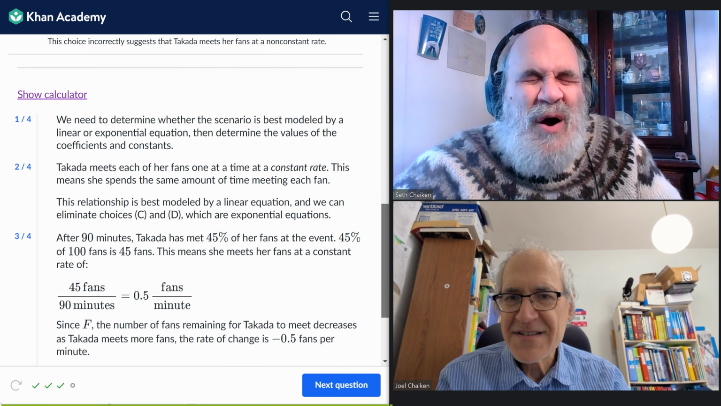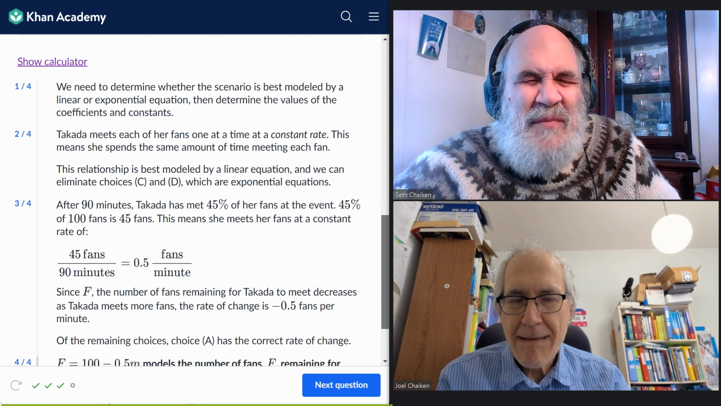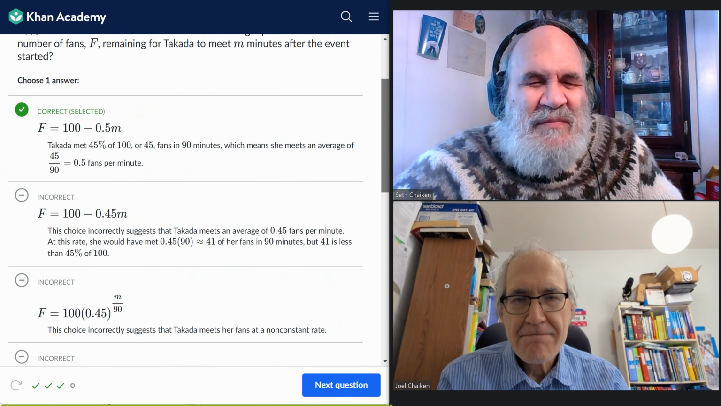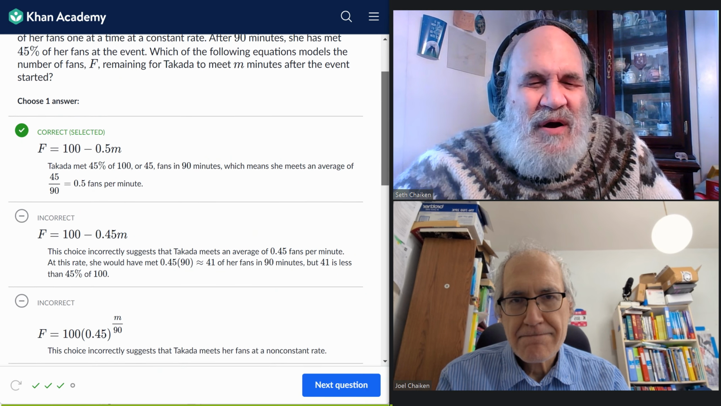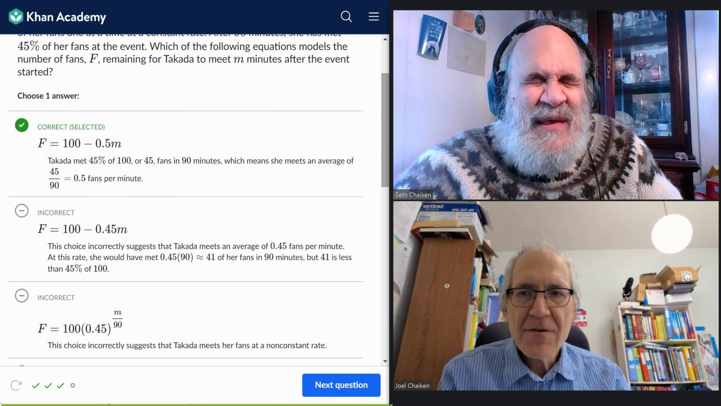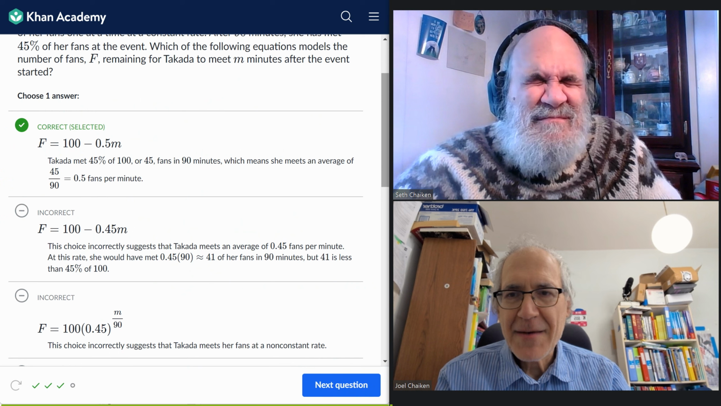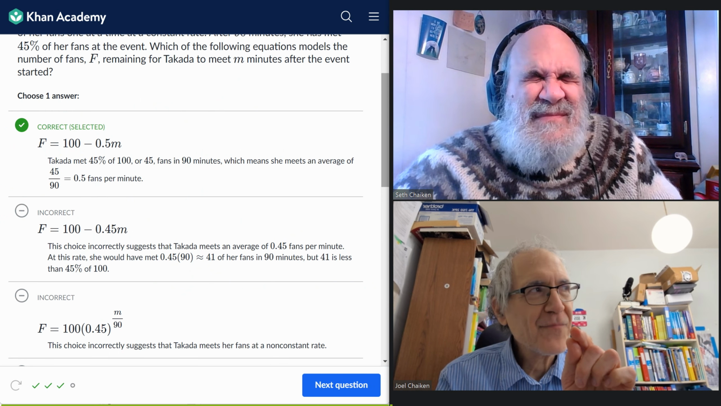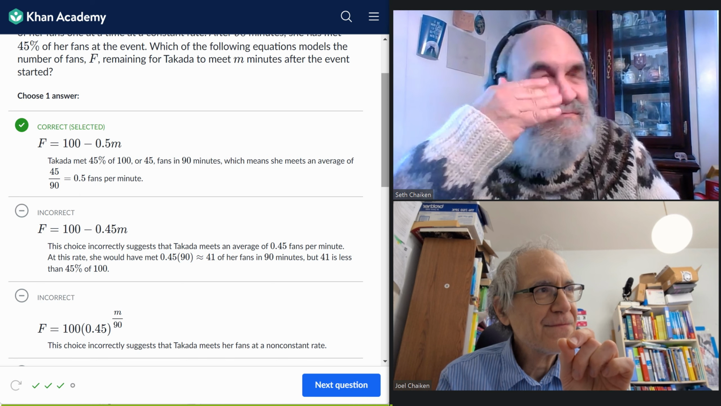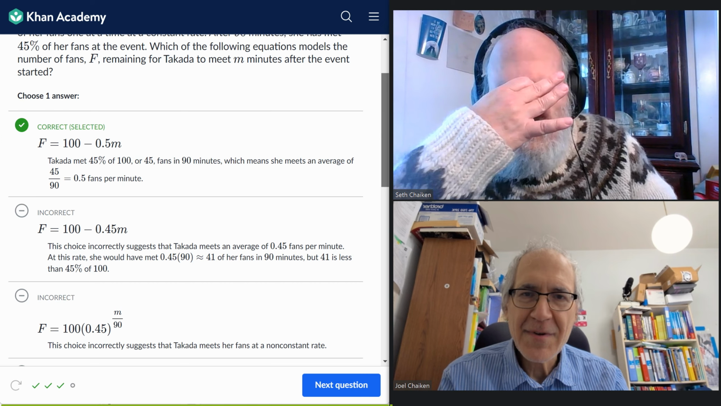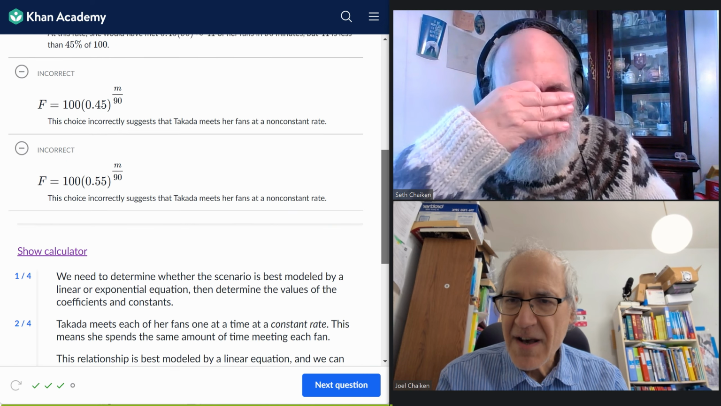We need to determine whether, by the way, we have to remember, is there any benefit for using a calculator, maybe for this problem? Maybe. I mean, if you want to divide what we had to do, 45 divided by 90, maybe. Yeah. Okay, here we go.